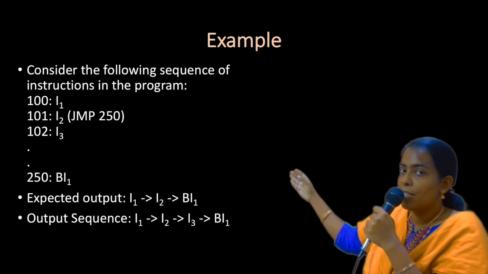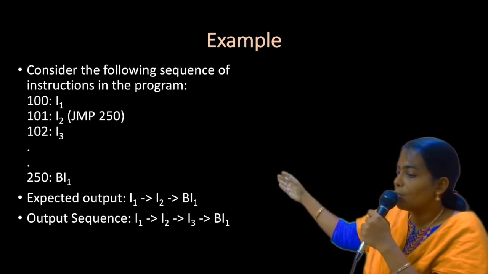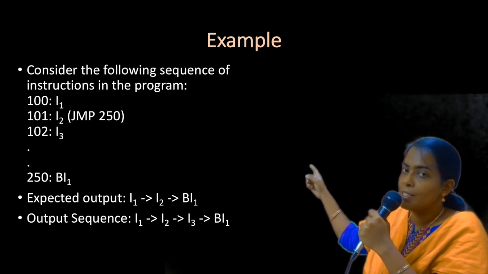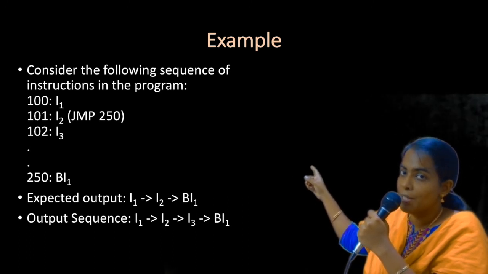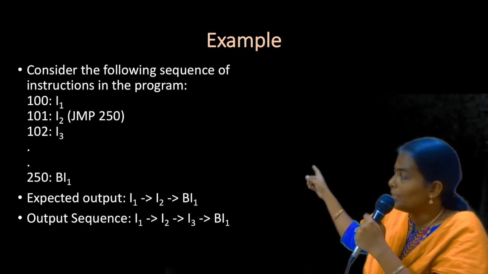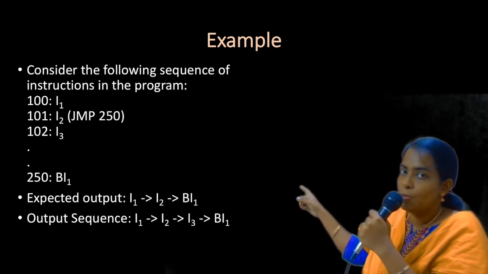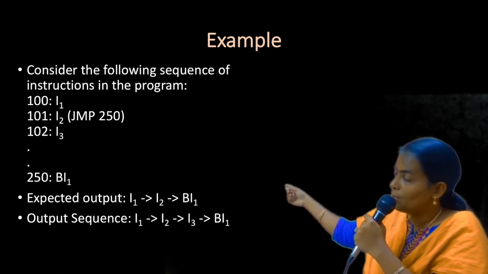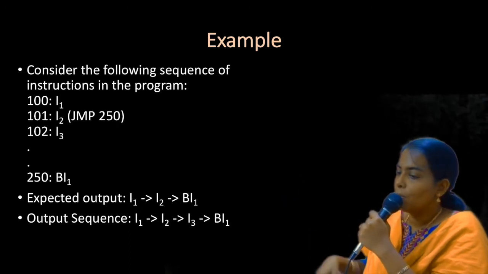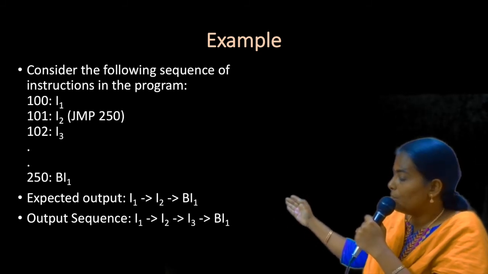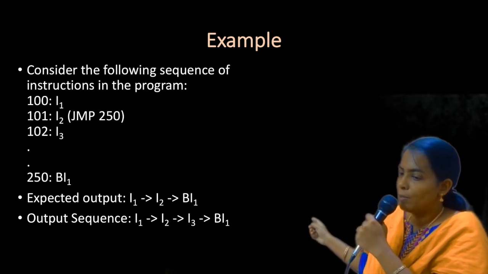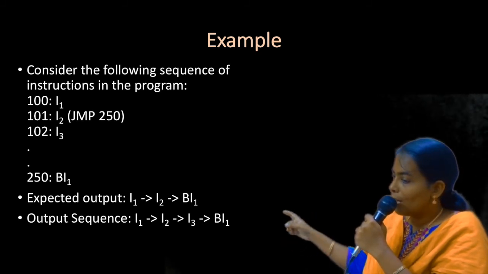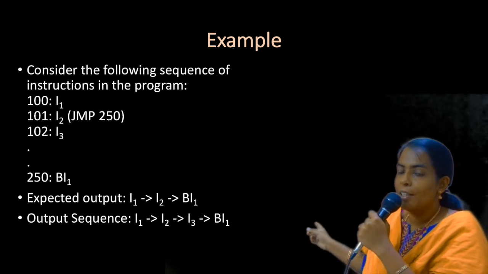At the 100th location, the I1 instruction is executed. At 101, I2 is executed. I2 is a jump instruction. Jump means the program counter should be incremented by the value of 250. But unfortunately the processor will increment the program counter by 4. So the expected output should be I1, I2 and BI1. But the actual output sequence given by the processor is I1, I2, I3 and then BI1.